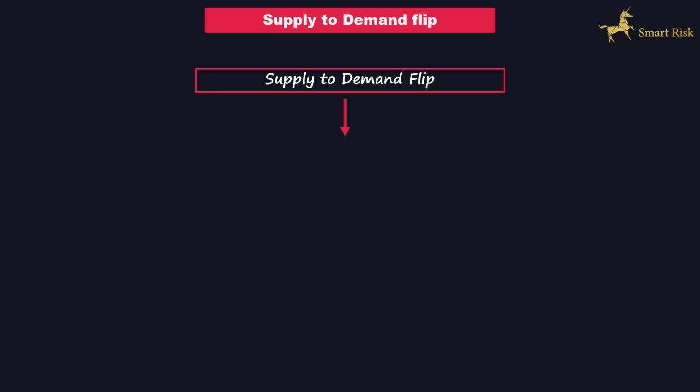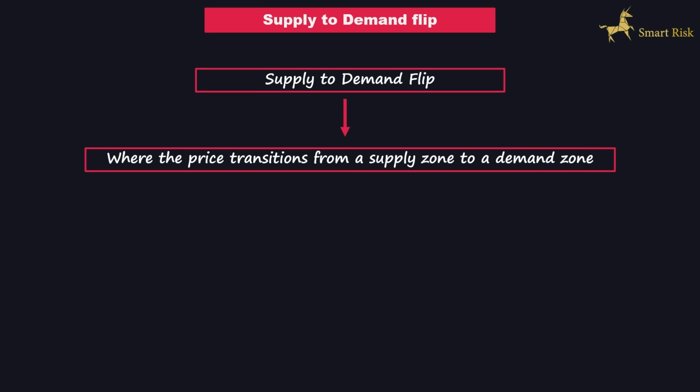The supply to demand flip pattern is a continuation flip pattern where the price transitions from a supply zone to a demand zone. From the words supply to demand, you'll be able to understand that we are talking about moving from a supply zone to a demand zone.